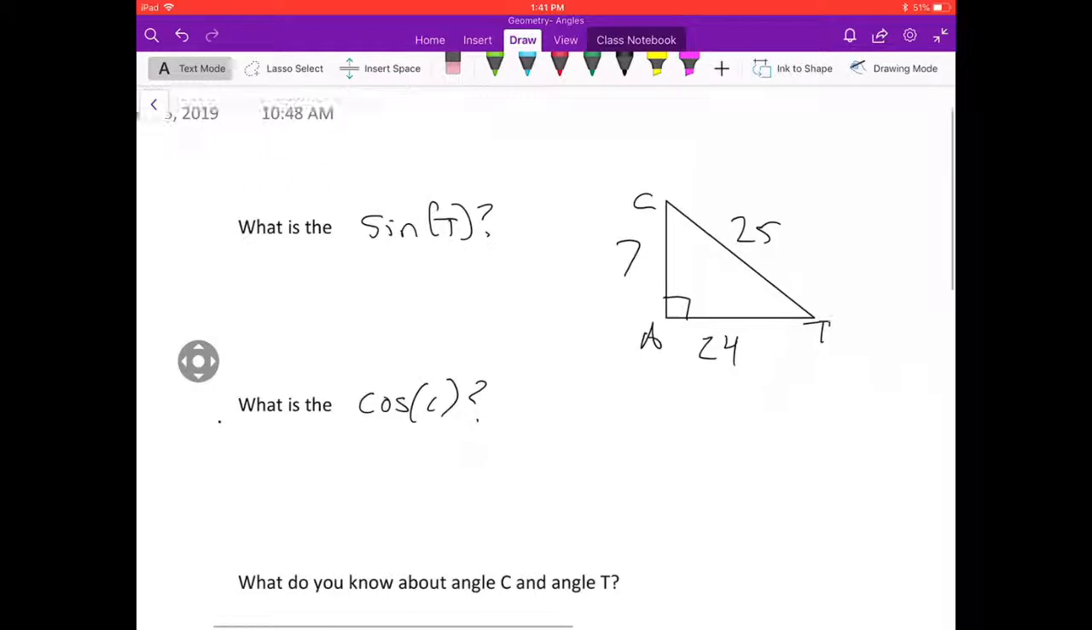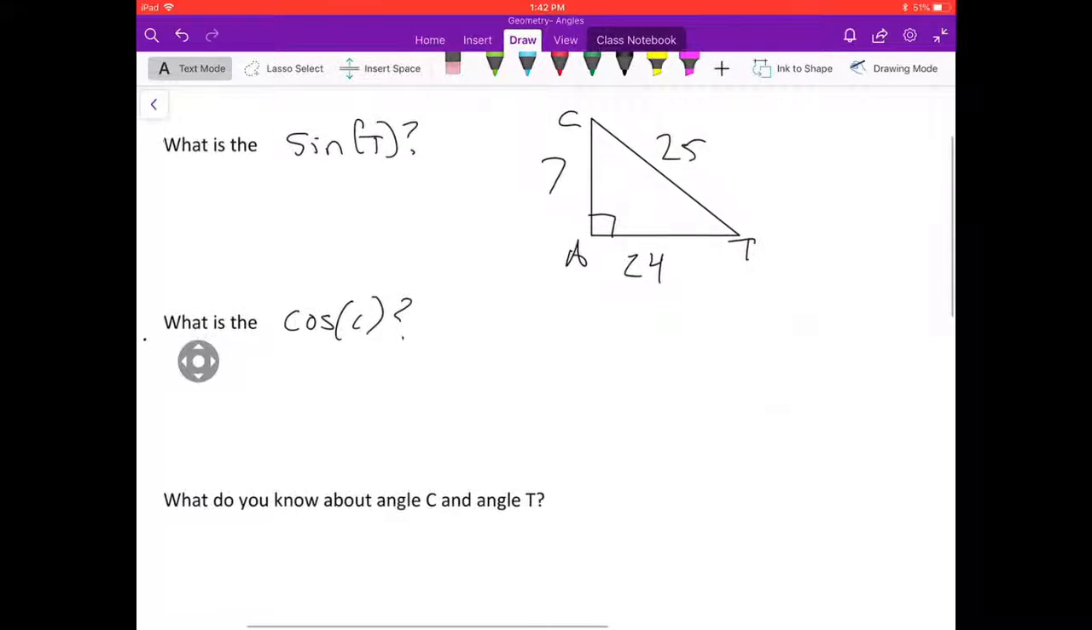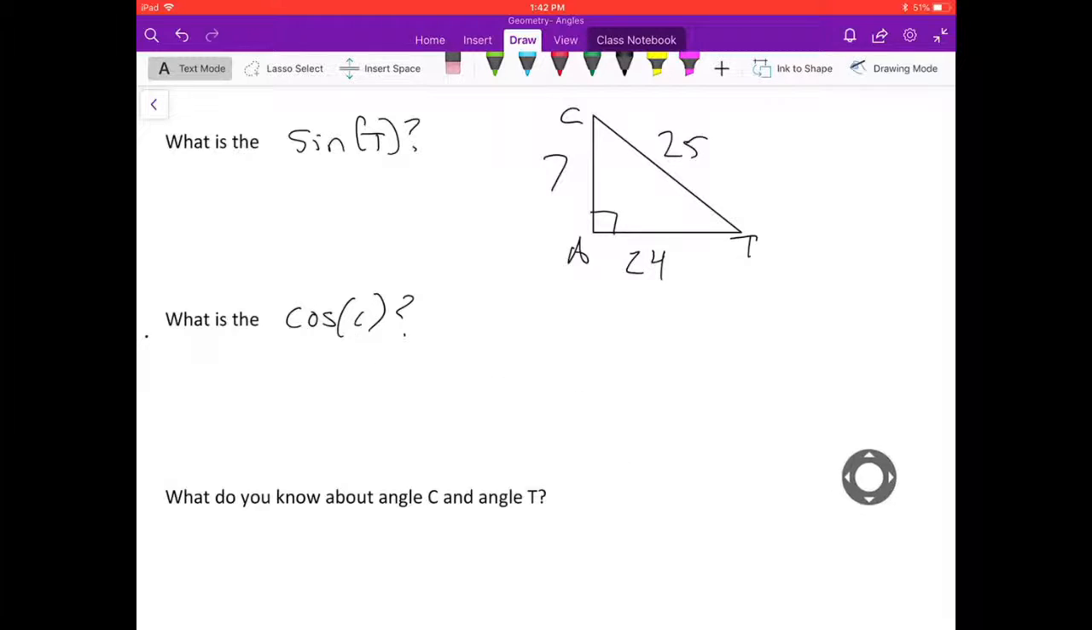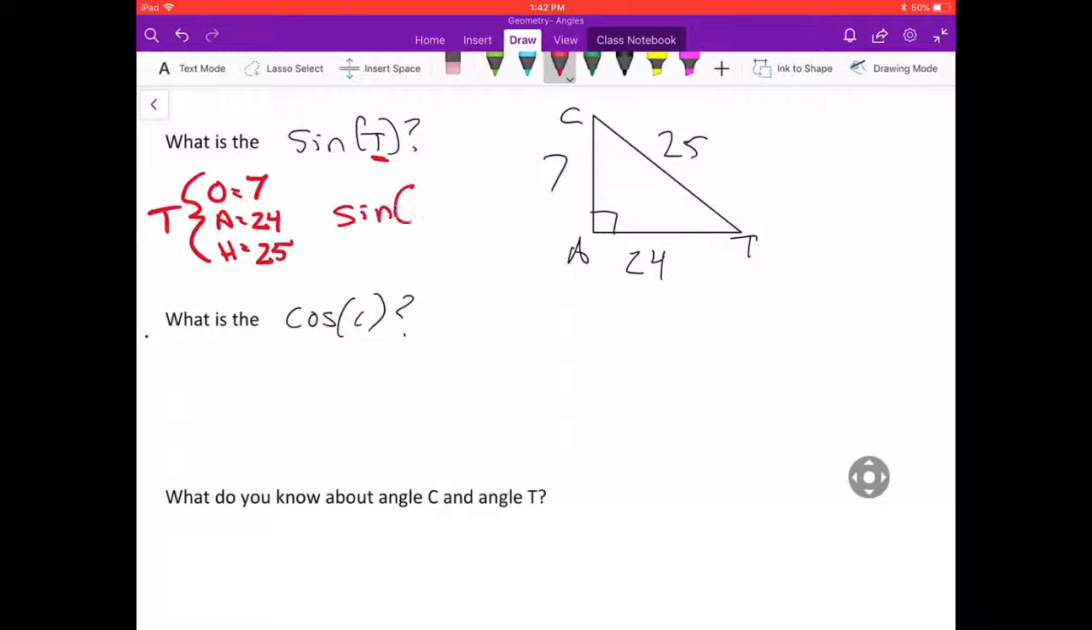So just to start, just to show you what it means that they're cofunctions, we're going to work with this first example here, and we're going to find the sine of angle t. So if we go through our brace map of angle t, we know that we have opposite, adjacent, and hypotenuse. So the opposite is 7, the adjacent is 24, and the hypotenuse is 25. And then if we do the sine of t, we should have 7 over 25.